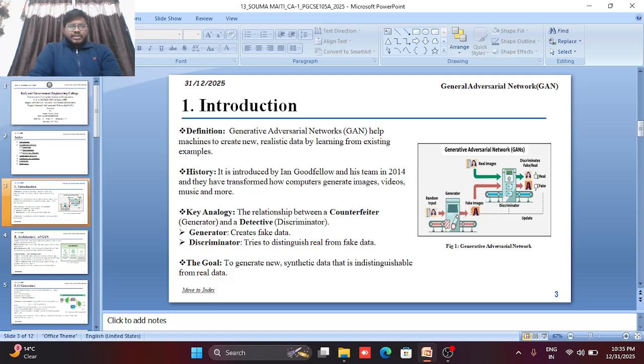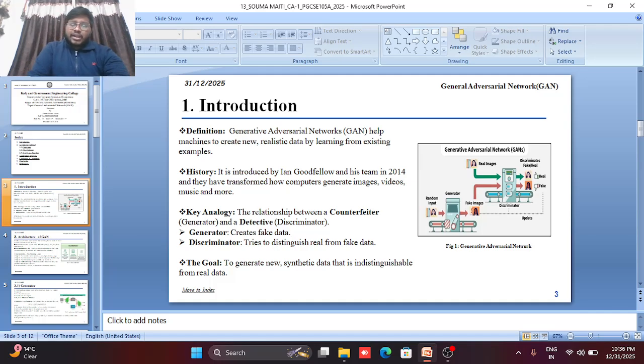Introduction. Generative adversarial networks, or GANs, are used to generate new and realistic data by learning patterns from existing data. GANs were introduced in 2014 by Ian Goodfellow and his team. Since then, they have significantly changed how machines create content.